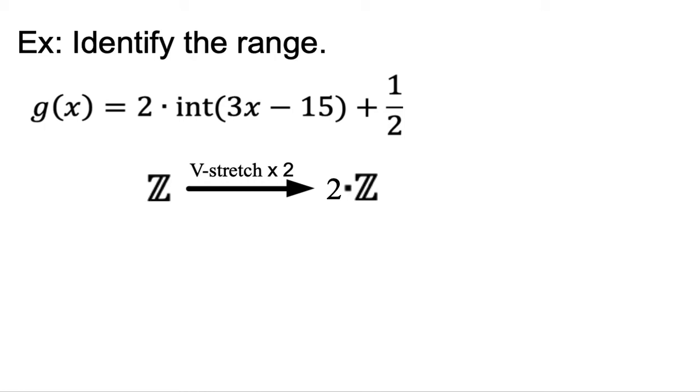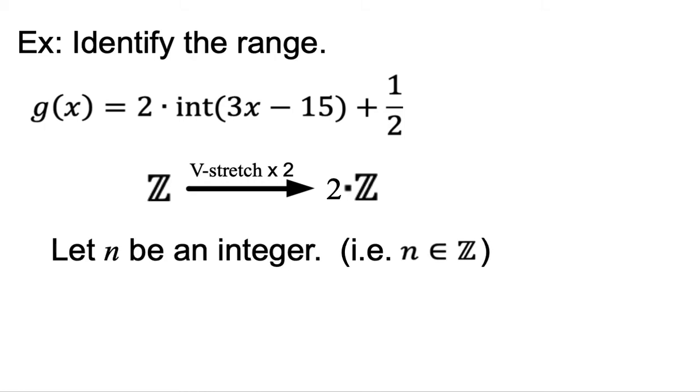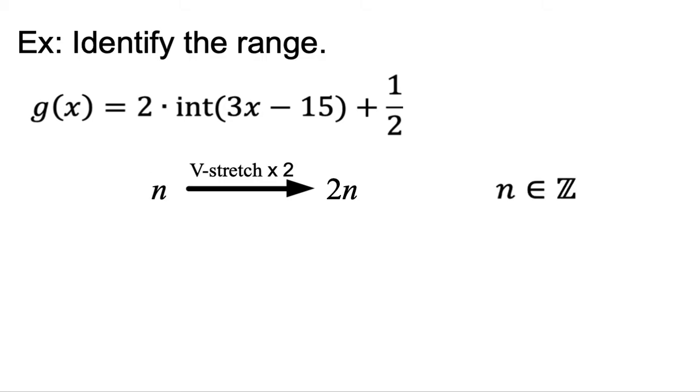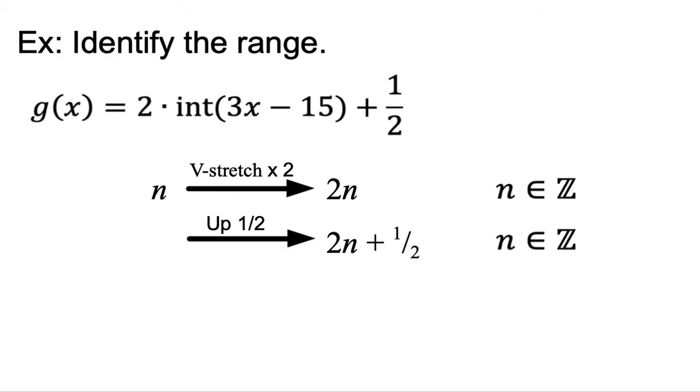Symbolically, this is a little strange, so we'll let n be an integer, i.e. an element of the integers. And we can change our previous statement into n by vertical stretch becomes 2n, where n is an element of the integers. Next, we can translate up by 1/2. This makes it 2n plus 1/2.